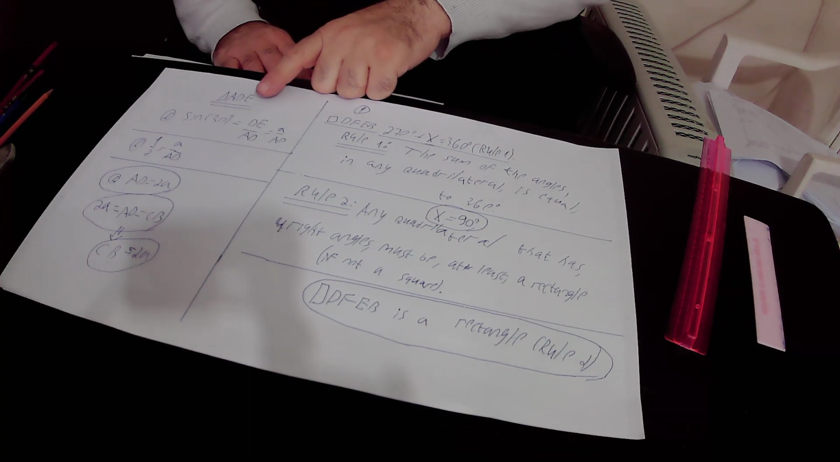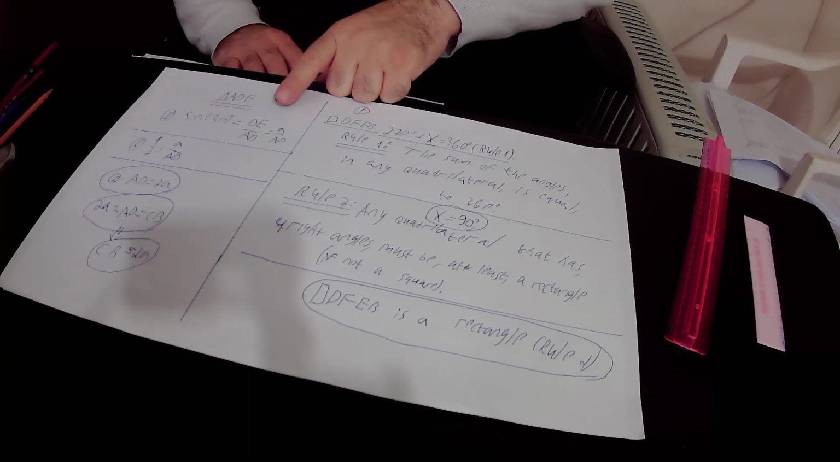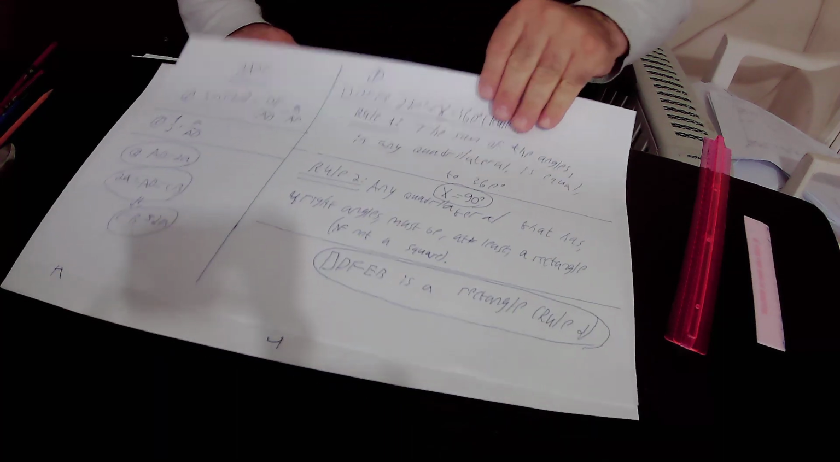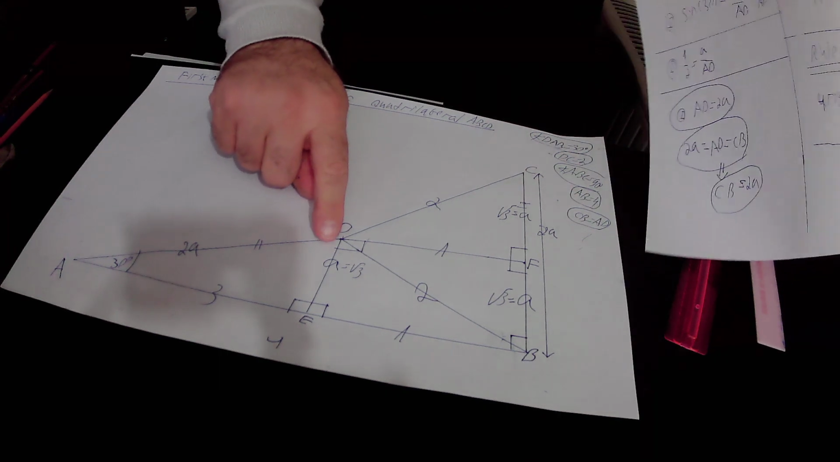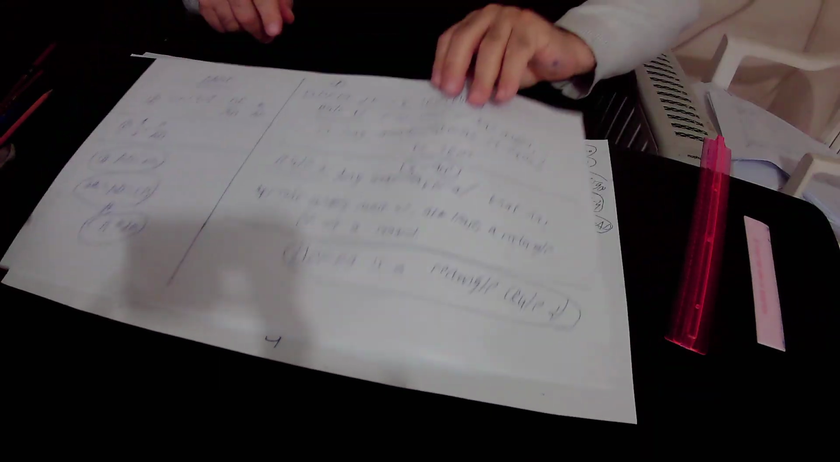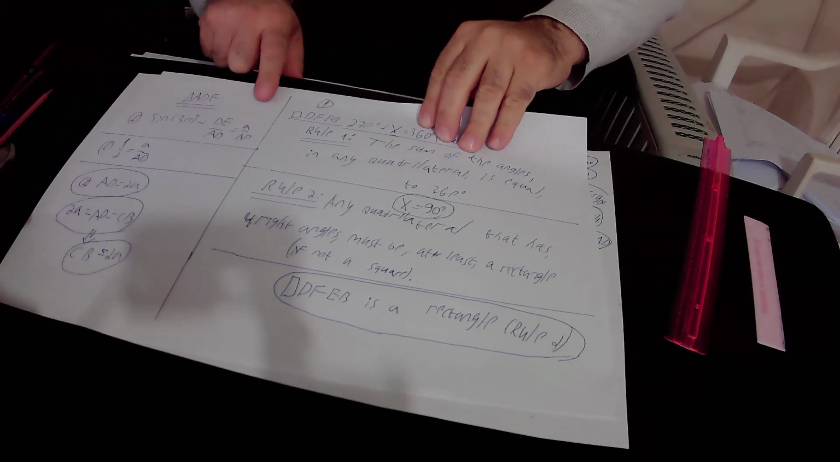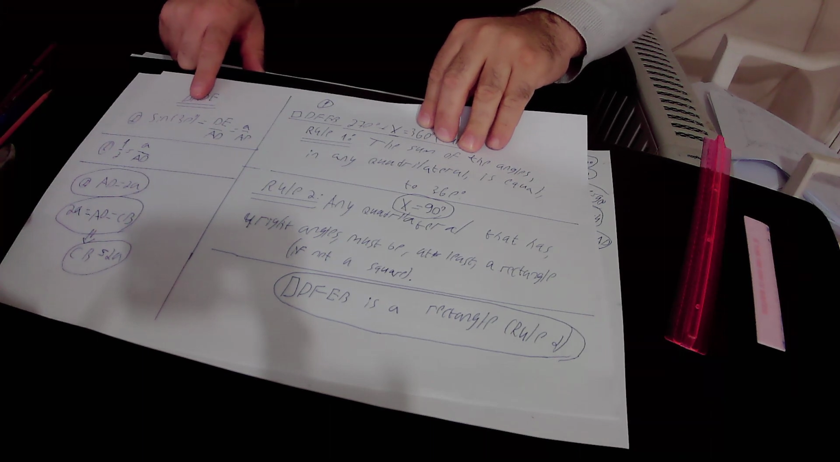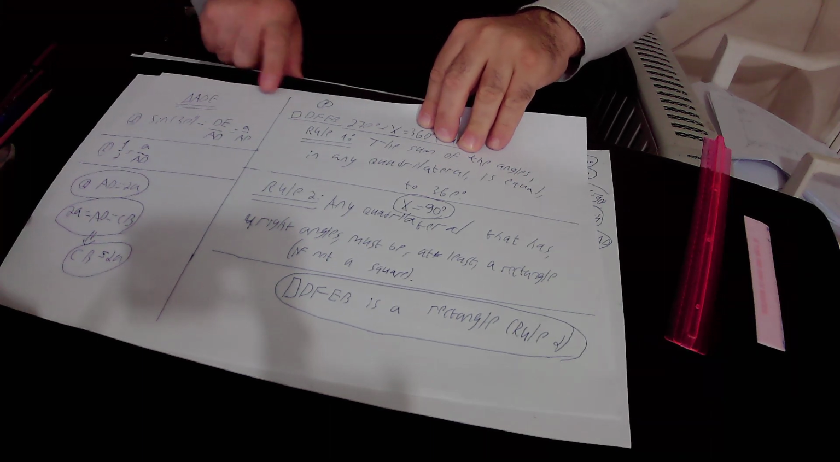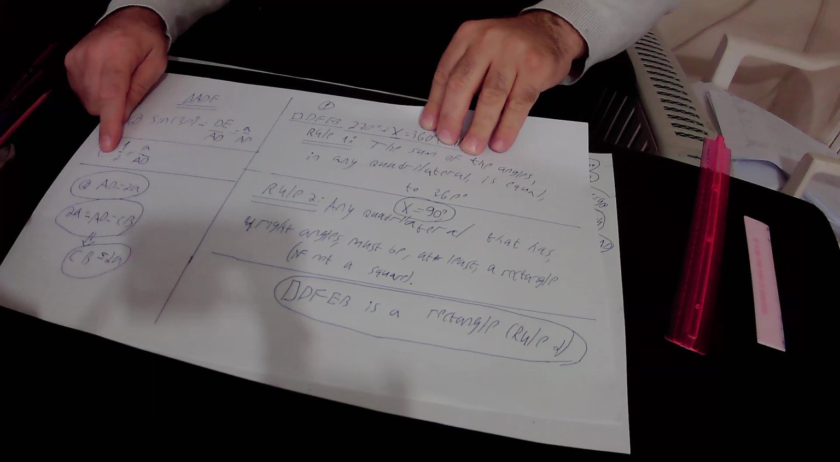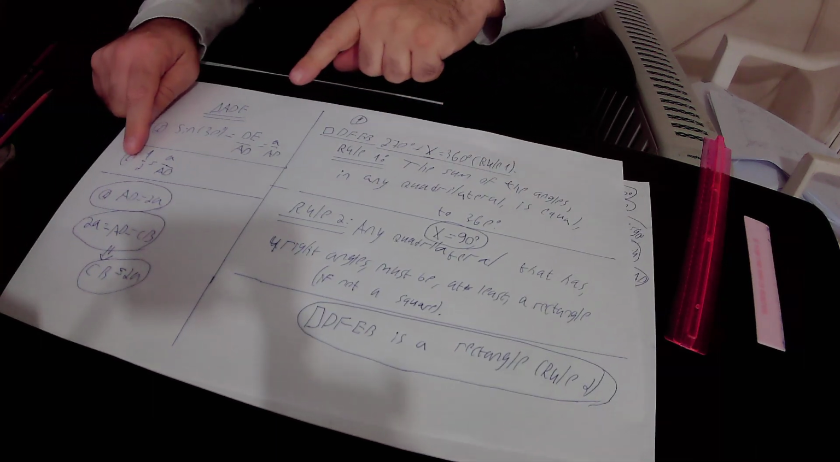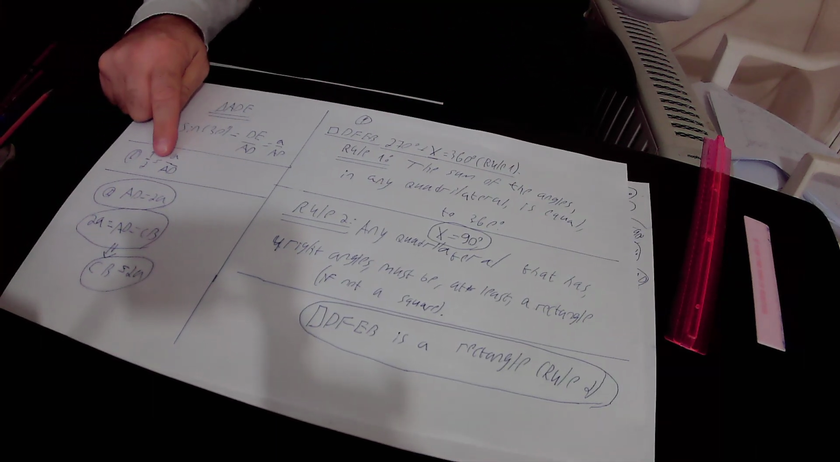In this right triangle ADE, we know that sine 30 degrees equals DE over AD. Actually, we defined DE as A, so we can substitute DE by A. So sine 30 degrees equals A over AD. Sine 30 degrees is 1 over 2, and 1 over 2 equals A over AD.